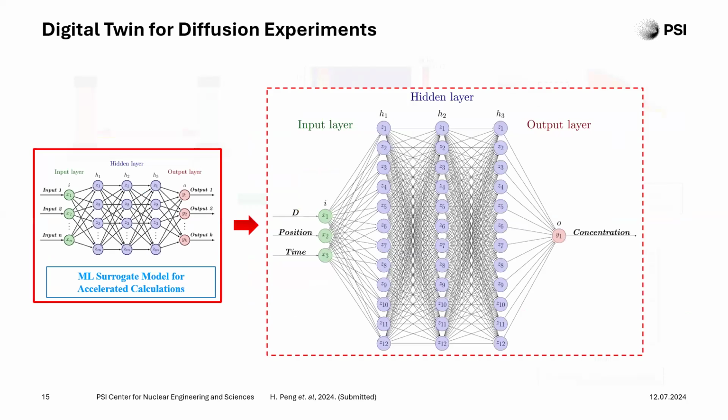What we are using here is a simple feed-forward neural network. This is a specific type of neural network where the information only flows in one direction, from left to right. We have 3 parameters as input, which are the diffusion coefficient, the position, and the time. And one variable as output, which is the corresponding concentration. The well-trained neural network will have the ability to quickly and accurately predict the concentration profile based on specific input.